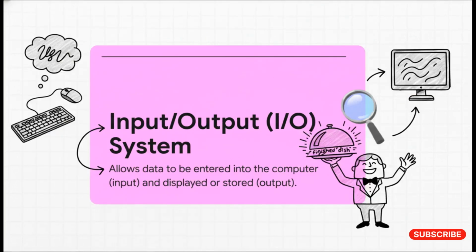Of course, a kitchen needs to communicate with the customers, right? That's the job of the input/output system. This is our waiter. The waiter takes your order, that's the input from your keyboard or mouse, and then brings you the finished dish, and that's the output you see on your screen.